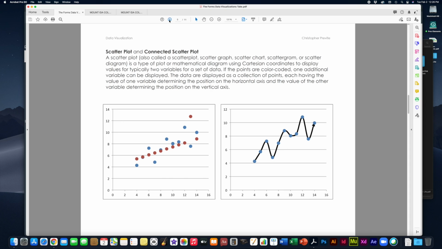Okay, next we've got scatter plots or connected scatter plots. A scatter plot, also called a scatterplot, all one word, or a scatter graph, scatter chart, or scattergram, has a whole bunch of different names attributed to it. It's a type of plot or mathematical diagram that uses coordinates to display the values for typically two variables of a set of data. If the points are color-coded, one additional variable can be displayed.